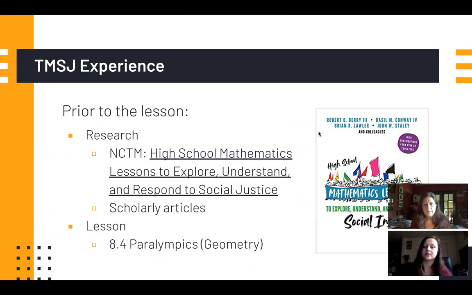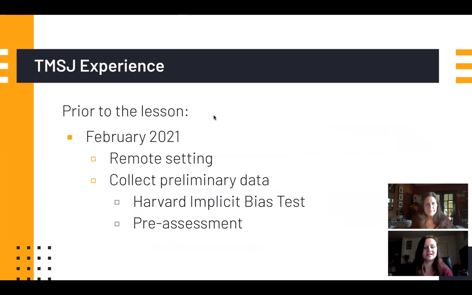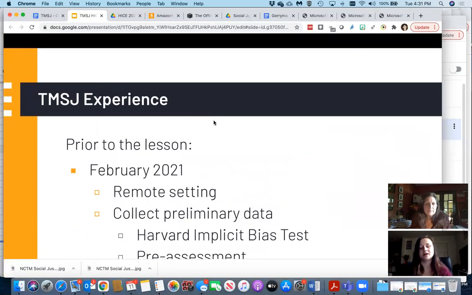On top of that book, which was the foundation actually for my lesson, which we'll talk about in a few slides, is all the scholarly articles that I chose to read. And what I kept seeing over and over again is the idea of reconceptualizing math, critical consciousness, as well as problem posing pedagogy.